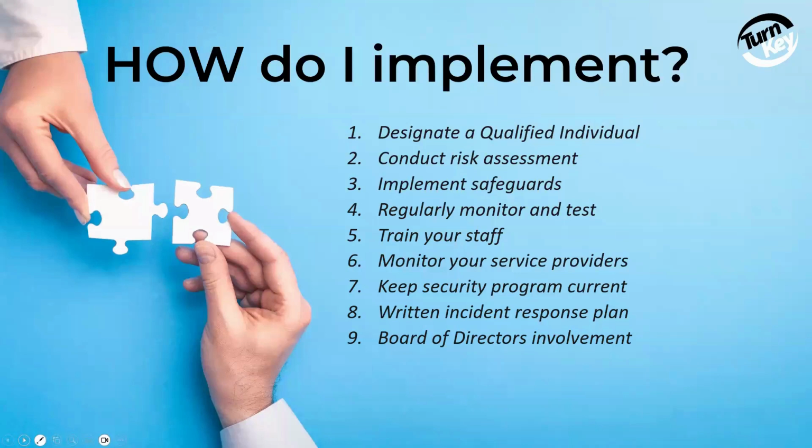So specifically, the law goes even more detailed. The Safeguard Rule goes into some very specific guidance, and it gives us 9 steps. We're going to go through each one of these. I don't want to beat this too hard right here, but it goes through 9 very specific steps: designating a qualified individual, conducting a risk assessment, implementing safeguards, monitoring and testing, training your people, monitoring your service providers, keeping that information security program current, having a written incident response plan, and really involving the leadership at your company. So let's dig into each one specifically.